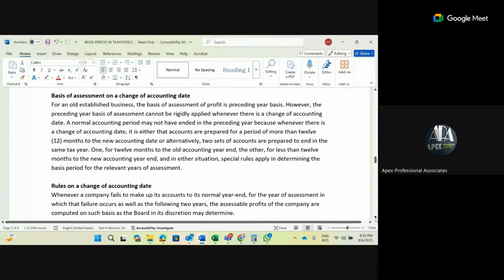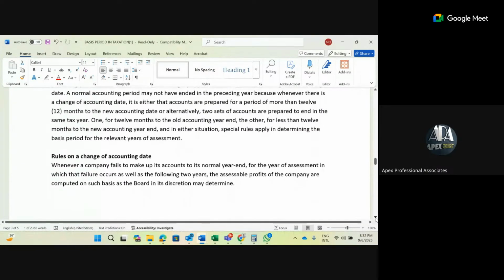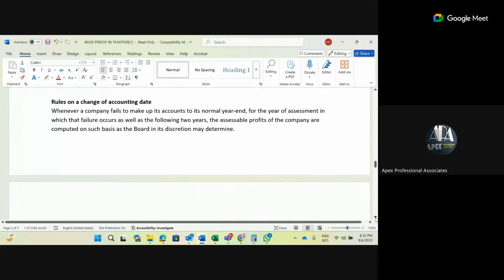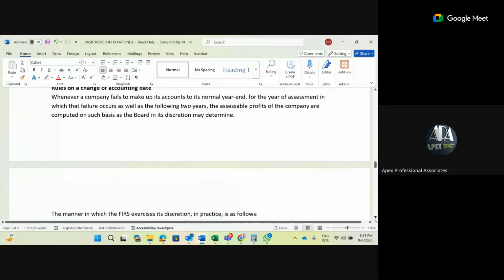But when you are not doing change of accounting dates, there are some rules that you must apply. And I'm going to tell you the truth, this rule, you must know it. They have seen a question that they gave to them that they should mention this rule, 5 marks. So what are the rules on change of accounting date? Whenever a company fails to make up its account to its normal year end for any year of assessment in which the failure occurs, as well as the following 2 years, the assessable profits are computed on such basis as the board in its discretion may determine.